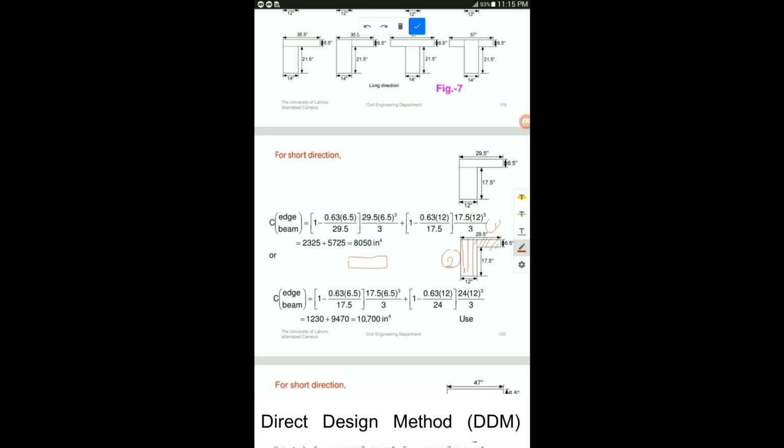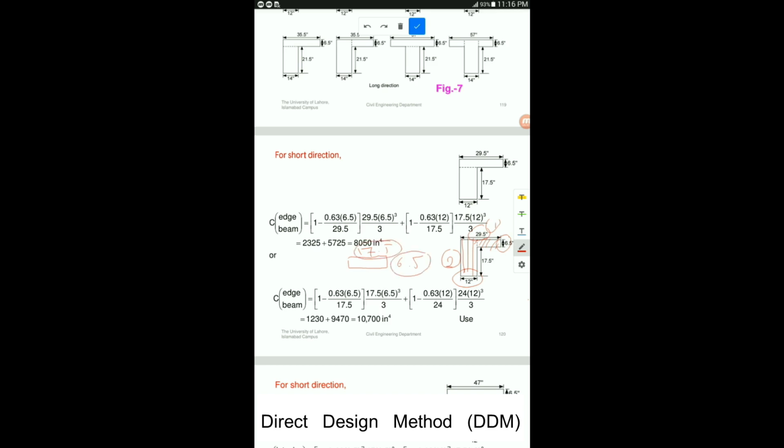Here we have 6.5 inches. The above one is not 29.5 inches, because this is the whole 29.5 inch. So we need to subtract the width of the beam, 12 inches, from this dimension. So 29.5 minus 12 inches will give you 17.5. So the value here is 17.5 and this will be 6.5. So it's very clear that this is X and this will be Y.